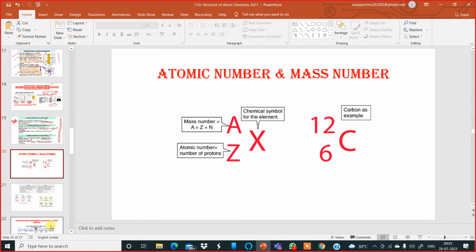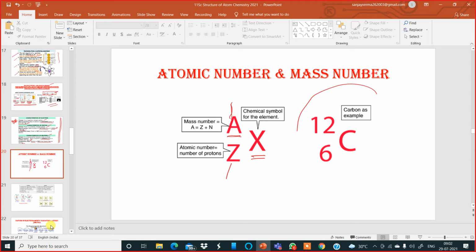Now, moving to our next slide, you have heard of these words, atomic number and mass number. If you look at an unknown element X, that's a chemical symbol of an unknown element. Above this X, if I write a capital A as a superscript, it is called the mass number, and this is the subscript. The superscript is the mass number, which is obtained by adding the atomic number and the number of neutrons, whereas atomic number is equal to the number of protons or the number of electrons.